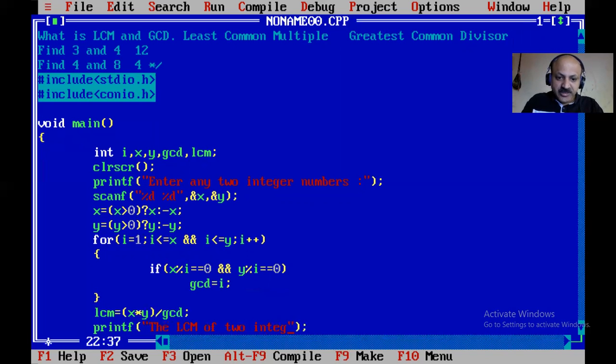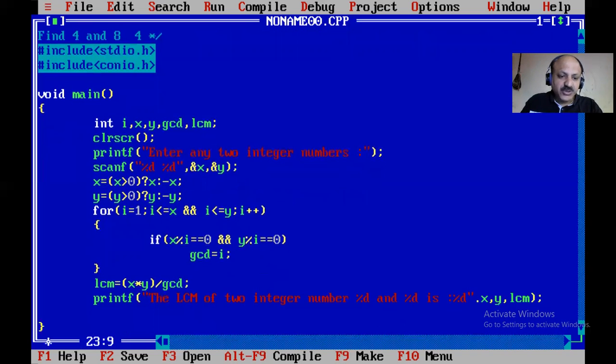Of two integer numbers. So print type percentage d and percentage d, and LCM is, that is what LCM. So three variables we have to print, that is x and y and LCM. Yes, that finishes. So a very short and very interesting session, I think.